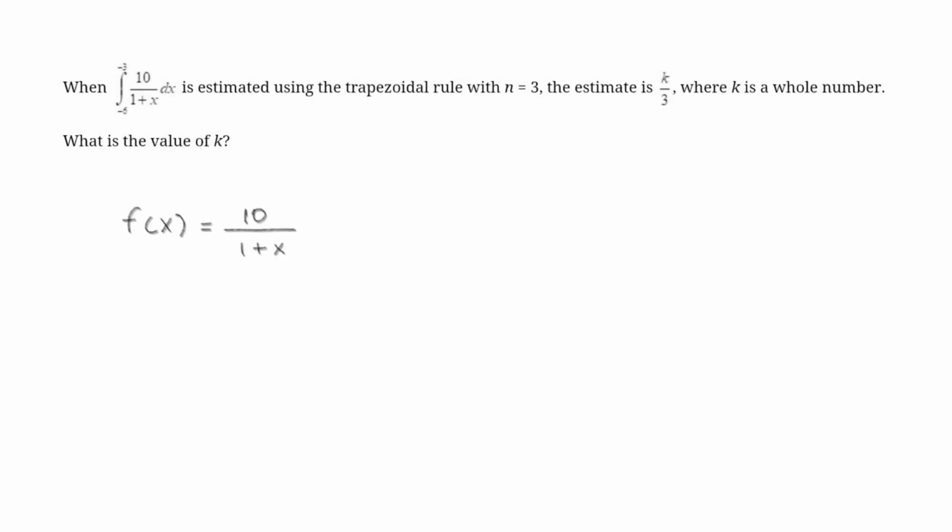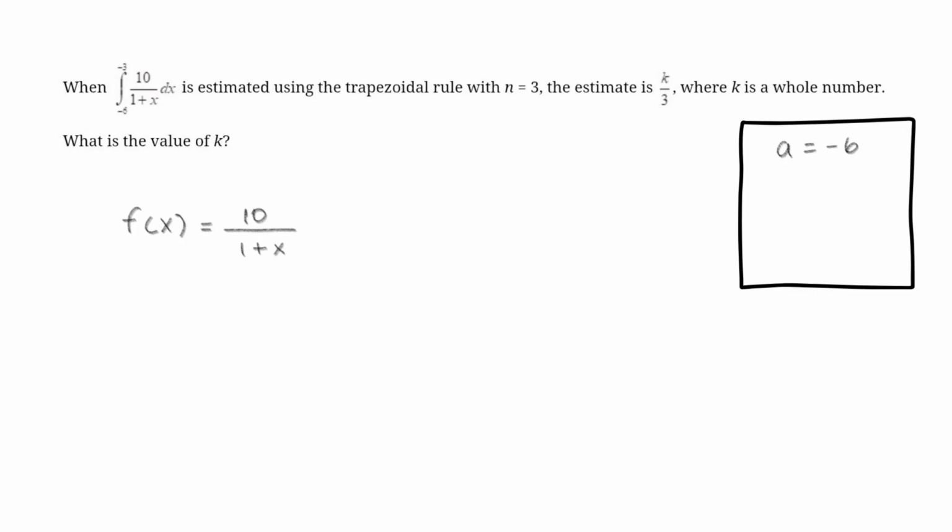First, let's list what we know. Our function is f of x equals 10 over 1 plus x. The interval starts at a equals -6 and ends at b equals -3. We are told n equals 3, which is the number of trapezoids we are using.